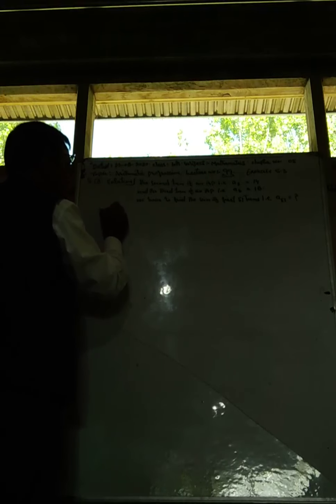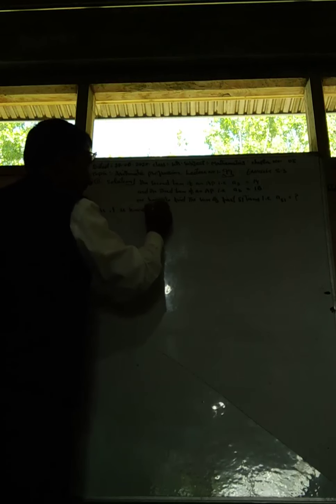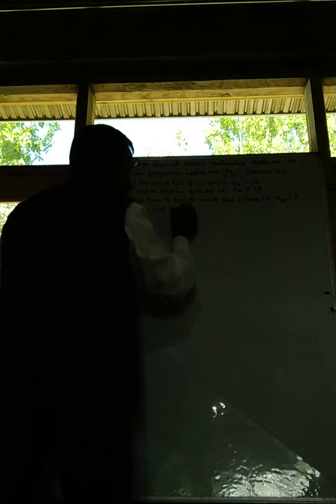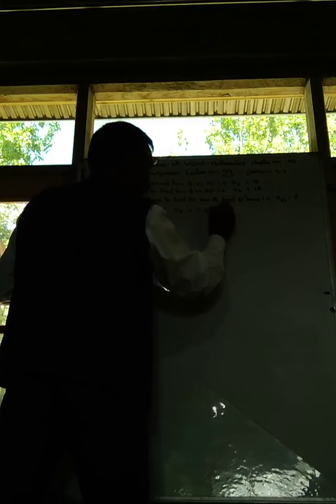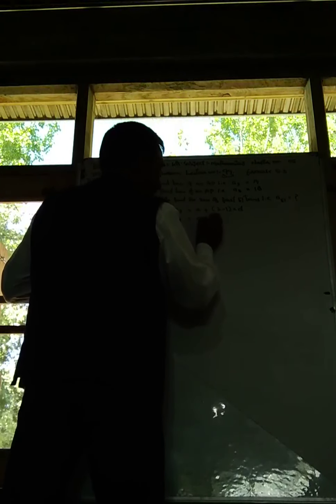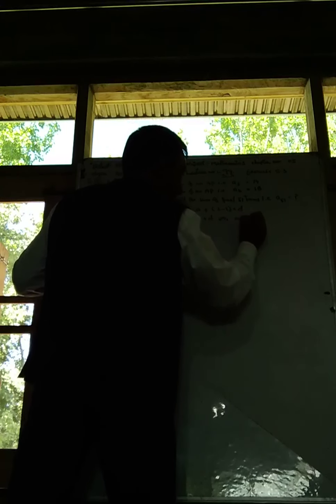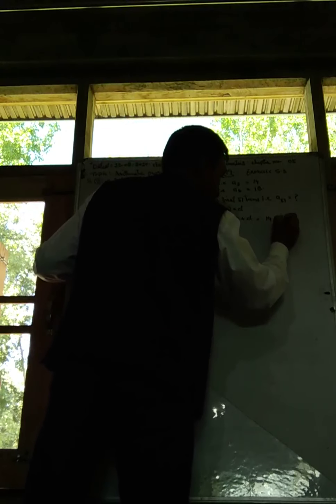As it is given, and as it is known that A2 is always equal to A plus 2 minus 1 into D. That is here A2 is equal to 14, is equal to A plus D. Or we can say A plus D is equal to 14. So name it first.